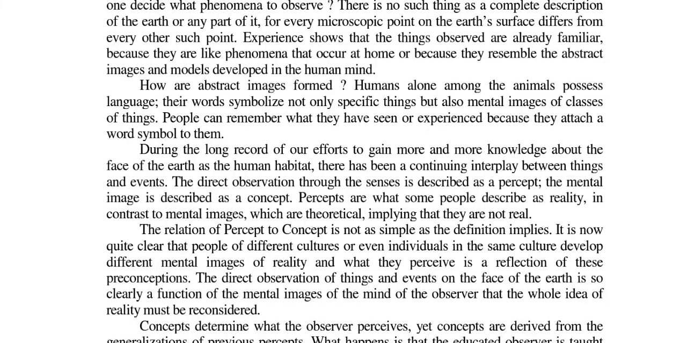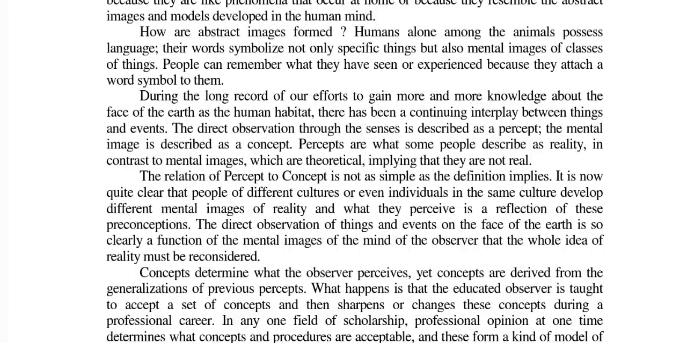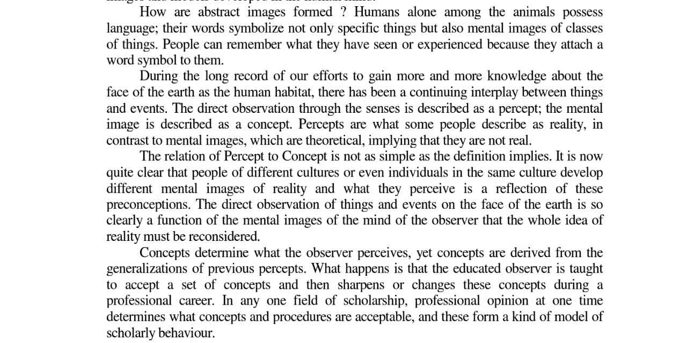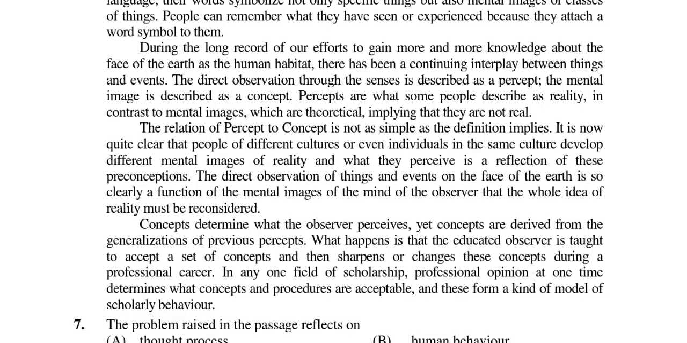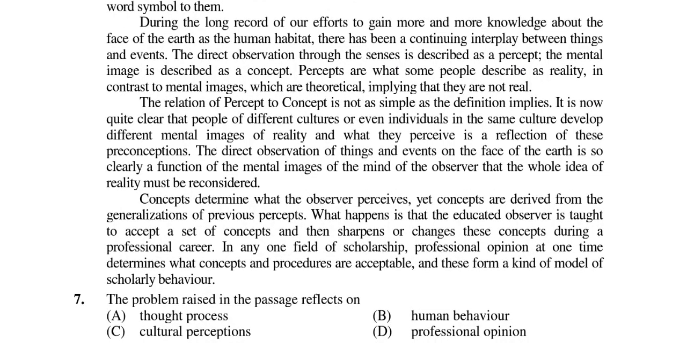Experience shows that the things observed are already familiar because they are like phenomena that occur at home or because they resemble the abstract images and models developed in the human mind. How are abstract images formed? Humans alone among the animals possess language. Their words symbolize not only specific things but also mental images of classes of things. People can remember what they have seen or experienced because they attach a word symbol to them.